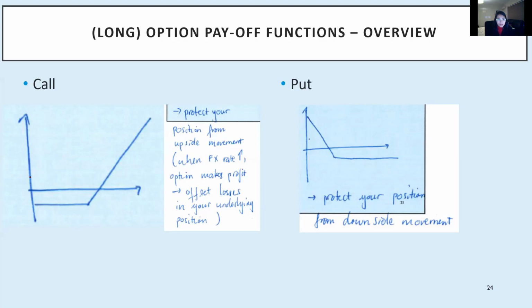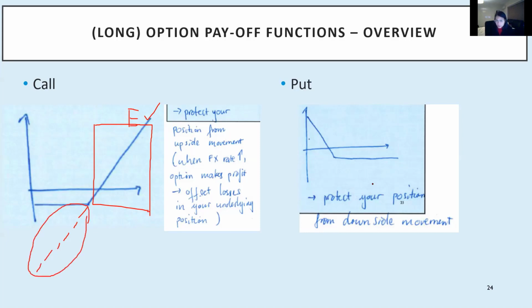So just to summarize, with the call option, I have protection on the upside. So when the spot exchange rate increases, I can exercise the option, and in this case, I will get protected. Okay. On the downside, I leave myself open so that I can take advantage of a currency depreciation. On the put option is the opposite. Okay. And this is to protect you from a downside movement.